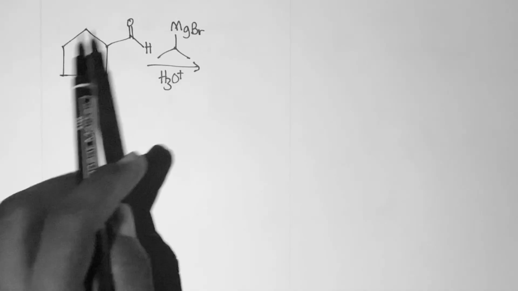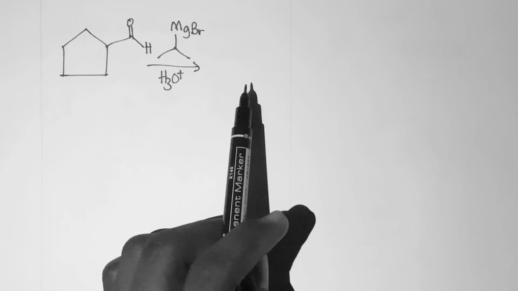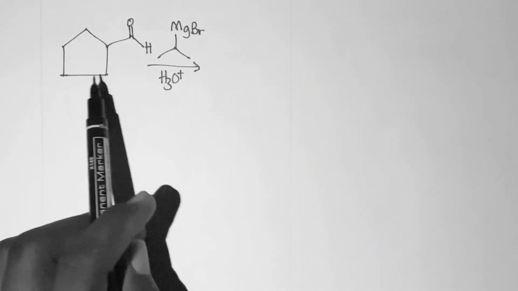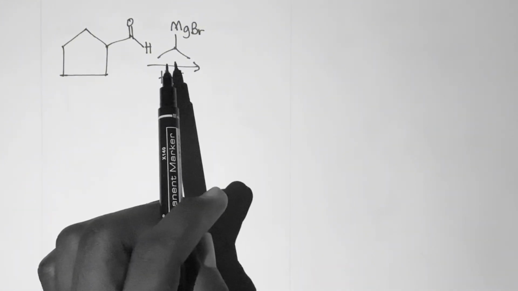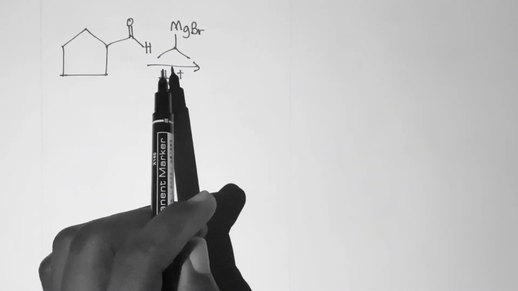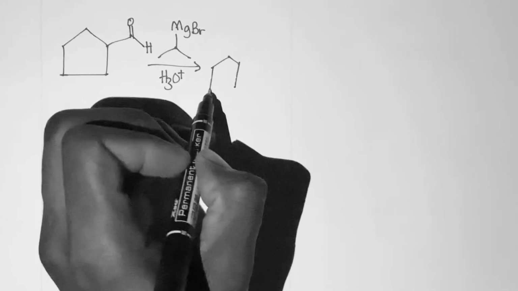So let's assume that we are given this reaction. What will be the product? You see that this is cyclopentane carbaldehyde, and we are adding a Grignard reagent. Just as we did previously, this is the product that we are going to get.